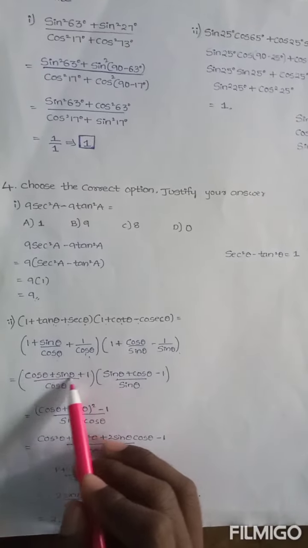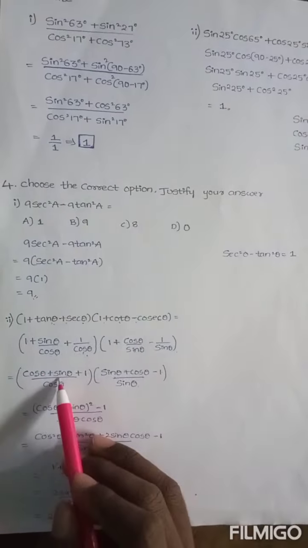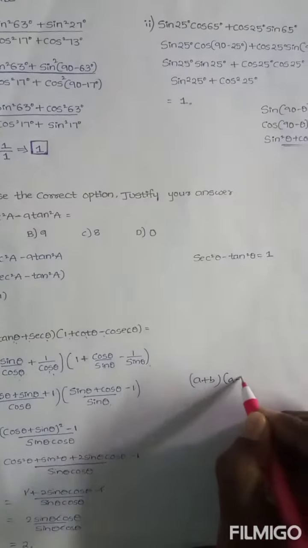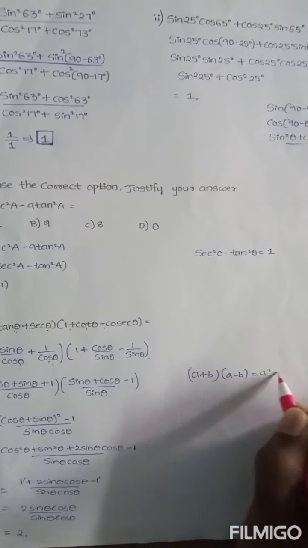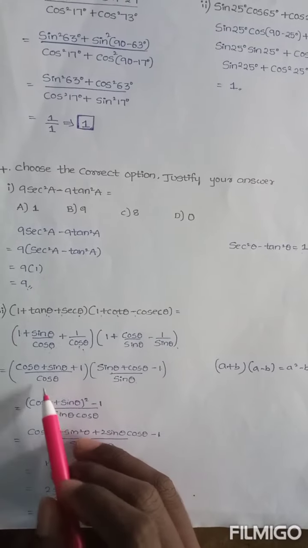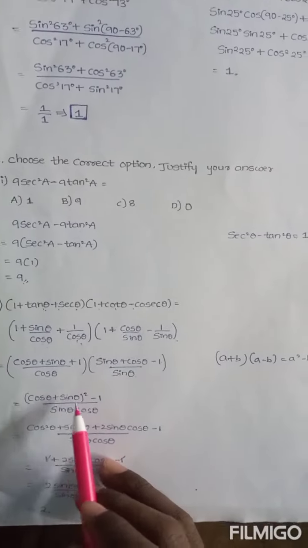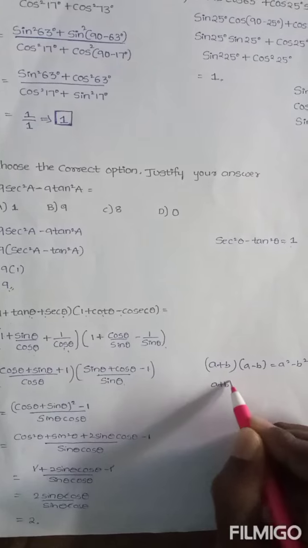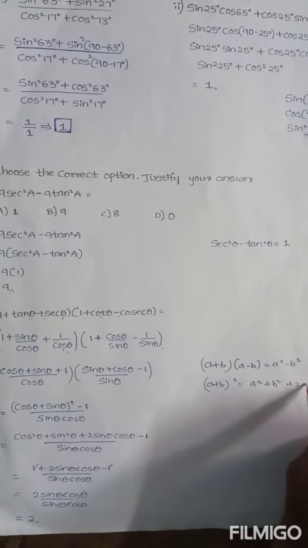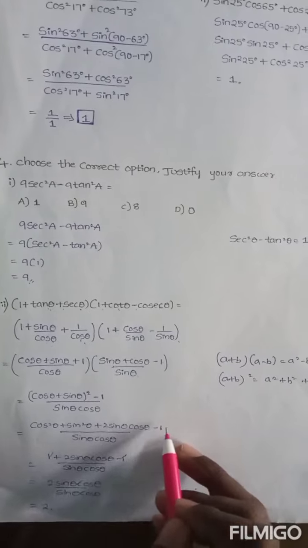Here you can see that in the numerator, it is in the form of a plus b into a minus b, that is we know that a plus b into a minus b is equal to a square minus b square, right? Therefore cos theta plus sin theta whole square minus 1, by in the denominator sin theta into cos theta, and it is in the form of a plus b whole square. We know that a plus b whole square is equal to a square plus b square plus 2ab, right? Therefore cos square theta plus sin square theta plus 2 sin theta into cos theta minus 1 by sin theta cos theta.